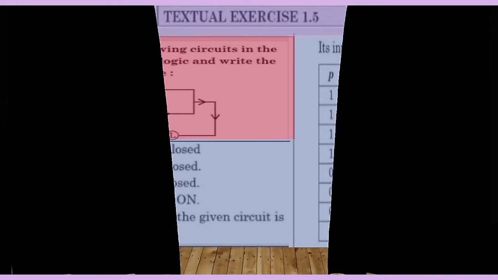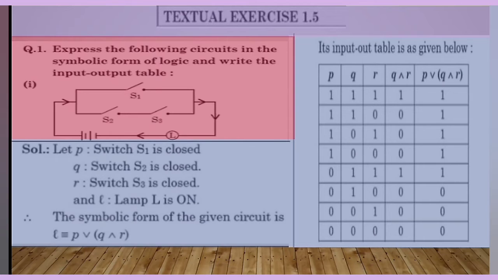Friends, today we solve exercise 1.5. Let's see question number 1: express the following circuit in the symbolic form of logic and write the input output table. The switches are given here. This is S1, S2 and S3. Three switches are in this circuit.